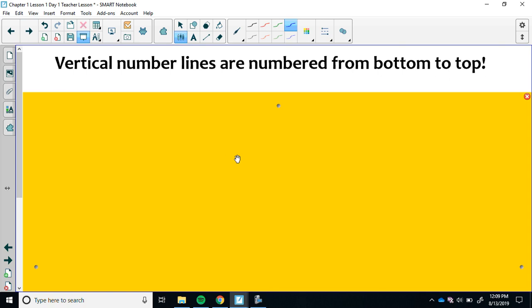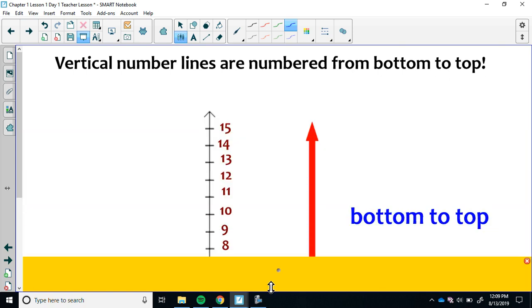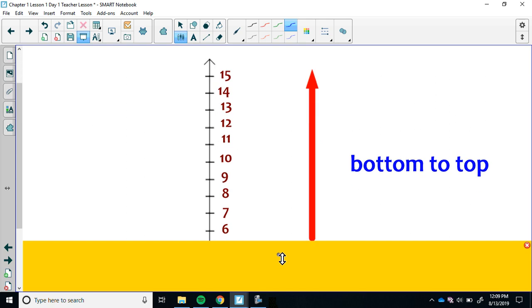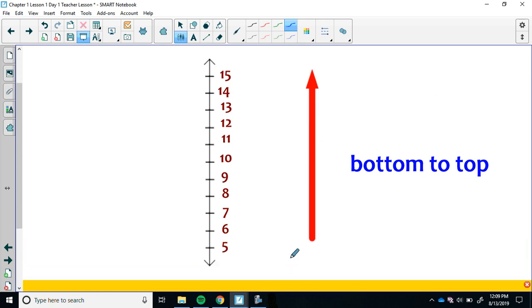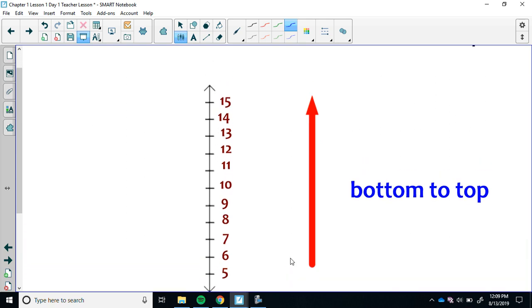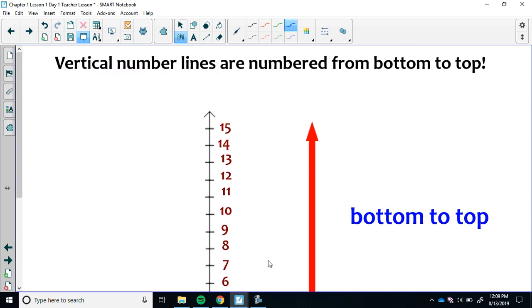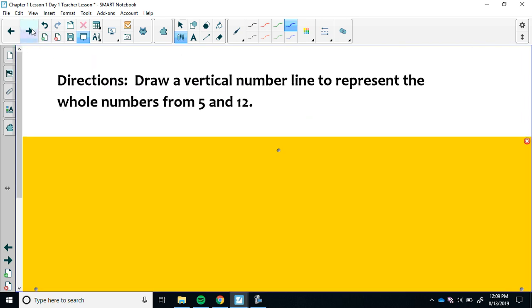Vertical number lines are numbered from bottom to top. So here's my example. Excuse me, we're not practicing yet. 5, 6, 7, 8, 10, 11, 12, 13, 14, 15. You start at the bottom and you number your numbers going up.